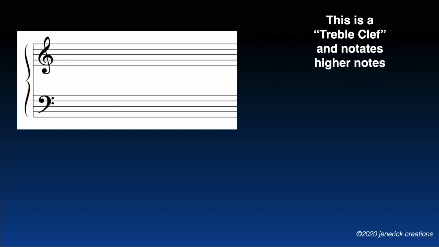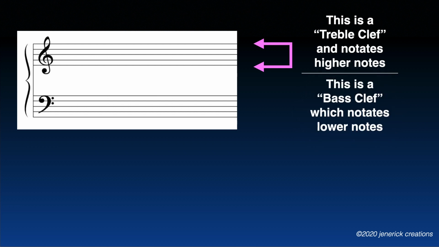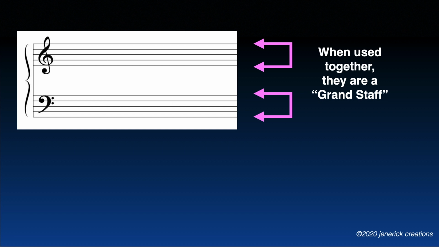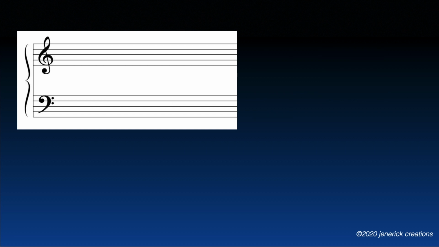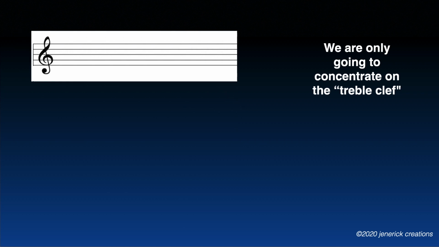This is a treble clef and notates higher notes, and instruments that usually play higher notes typically play treble clef. This is a bass clef, which notates lower notes and is used by instruments which typically play lower notes. When used together, they are a grand staff. We're only going to concentrate on the treble clef.